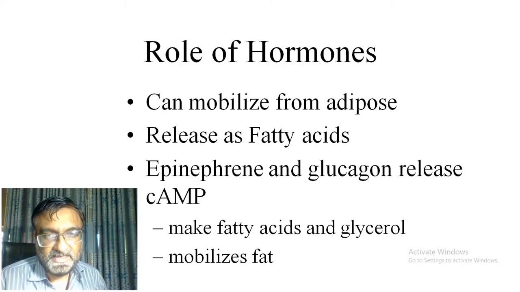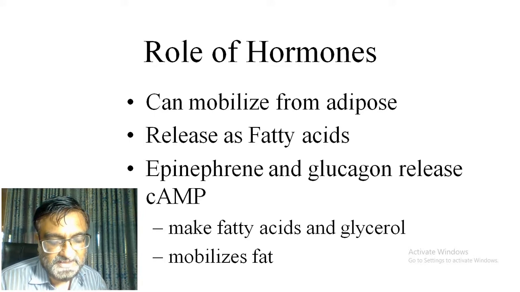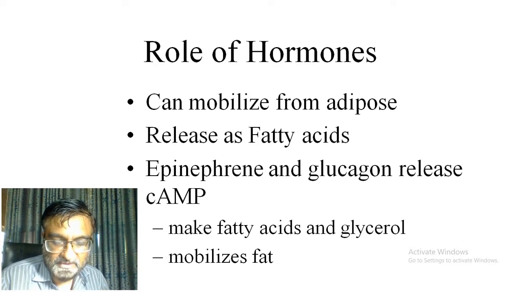As a result, fatty acids are released. What are the hormones working at that time? Epinephrine and glucagon. As you know, glucagon is the hormone produced during the fasting condition. When epinephrine and glucagon are released, they help in the formation of cAMP, which is a triggering step for the release of fatty acids from the adipose tissues. So the triglycerides in the adipose tissue are converted into fatty acids and glycerol, which helps in the mobilizing of the fats.